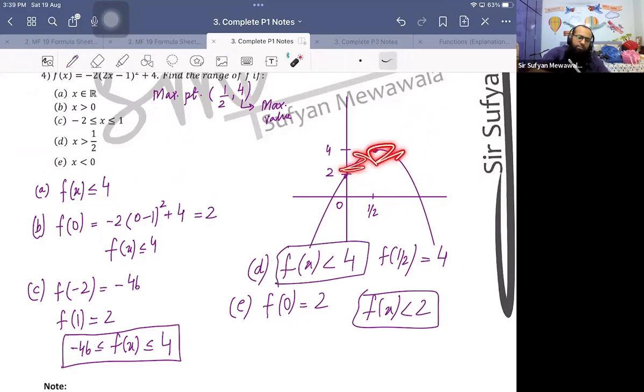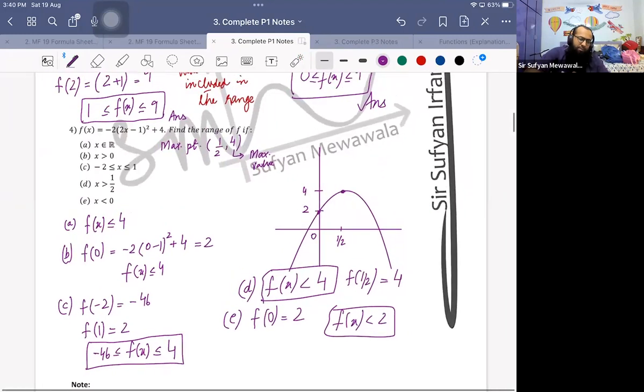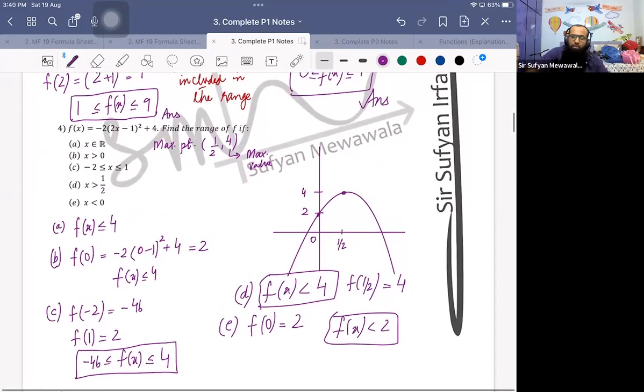But this part is not valid. At 0, y is 2. X less than 0, y is less than 2. 0 is not included with the equals to sign, so 2 will not be included as well. So we have written 2, but we have not taken an equals to sign. f(x) less than 2 is going to be our final answer. And this question, example number 4, is all covered now. Acknowledge if it's clear. Are you getting it or not?